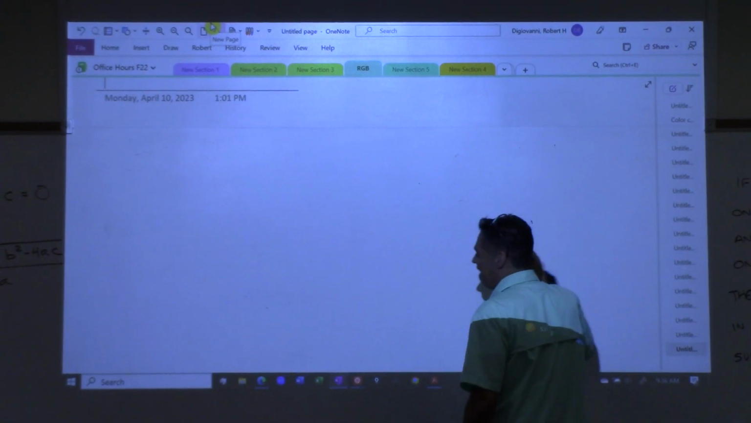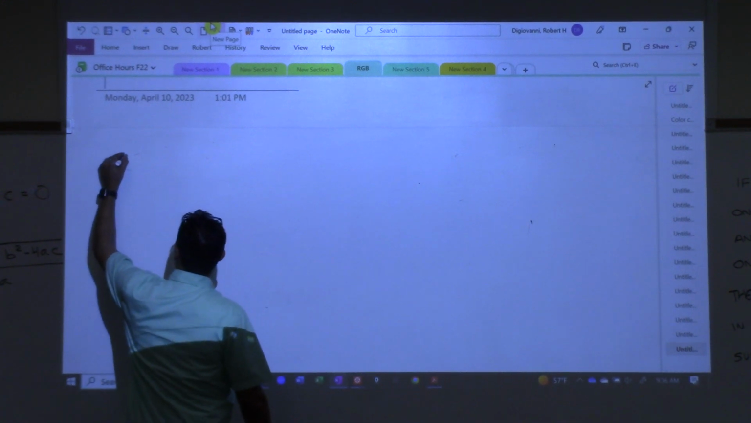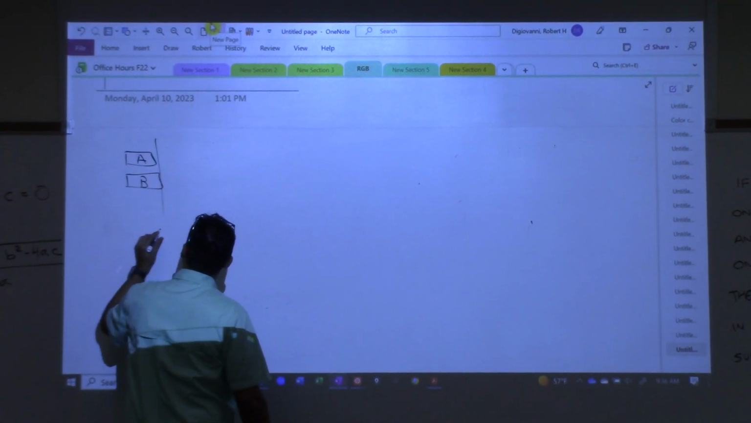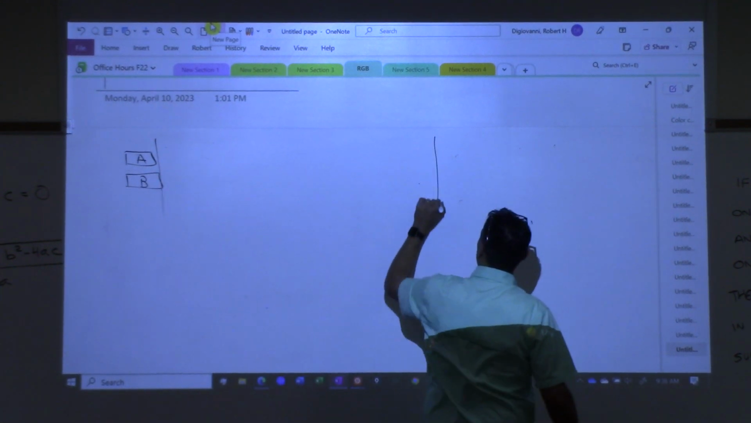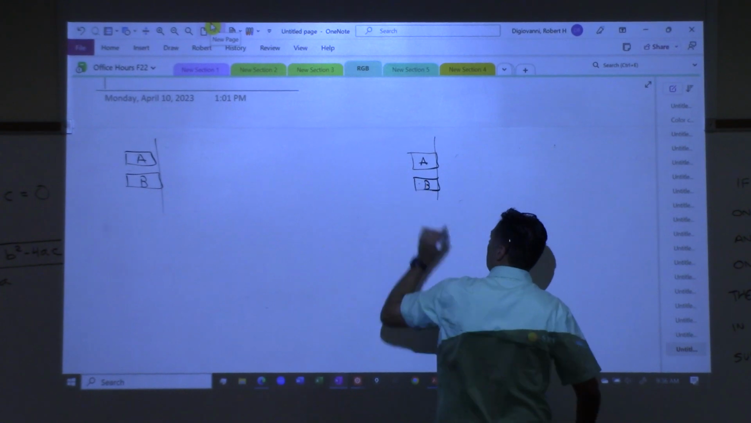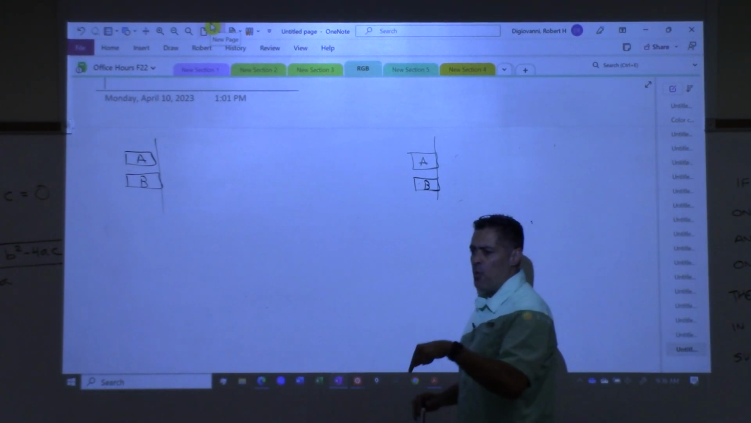Do you all remember that or no? Okay, so I'll restate what it was. We had two cars, car A and car B, and they started at the same time, they raced, they got to the finish line, and they tied, right? It was an exact tie, right?